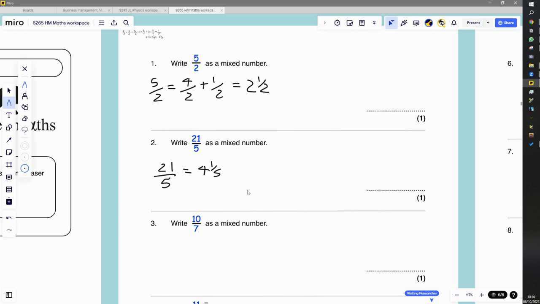Let's have a look at this next one. 10 over 7. Well, I know that the largest number below 10 that 7 goes into is 7. So it would be 7 over 7 plus 3 over 7. 7 over 7 is 1, and then 3 over 7.